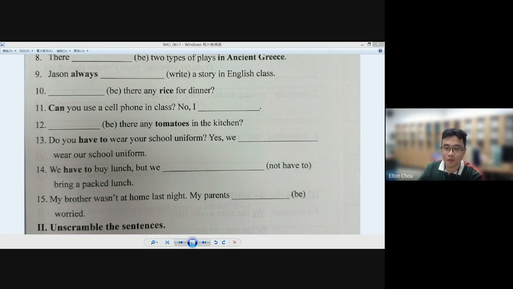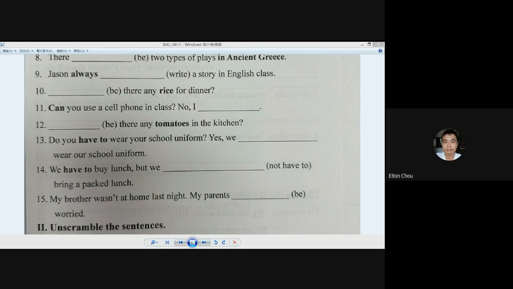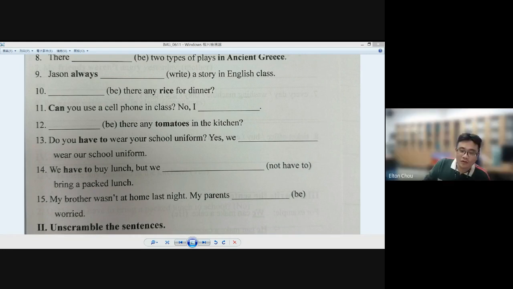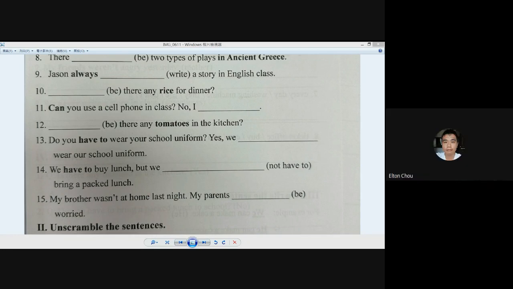Do you have to wear? Yes, we have to. Right? Yes, we do. We have to. No, we don't. We don't have to. So we have to. Yes, we do. We have to buy lunch. If it's a fixed place, have to verb. Don't have to verb.